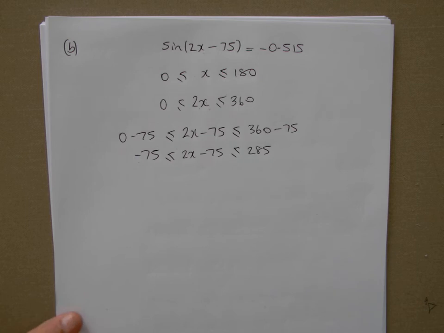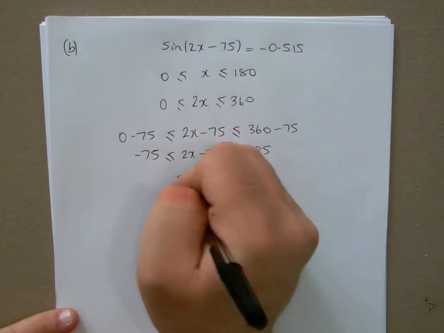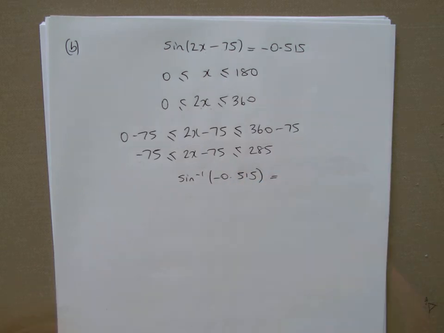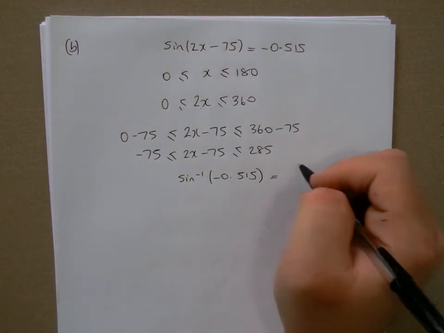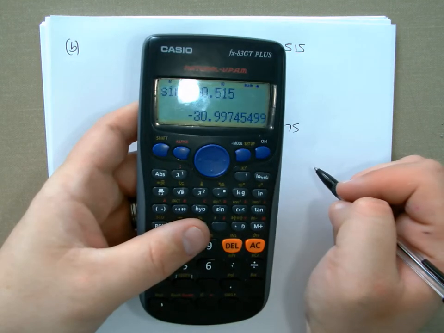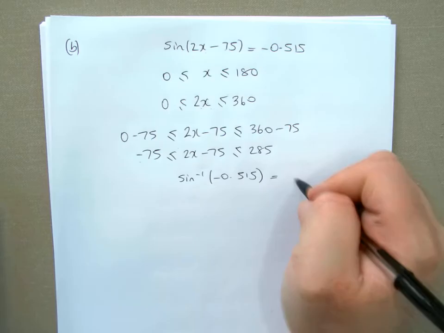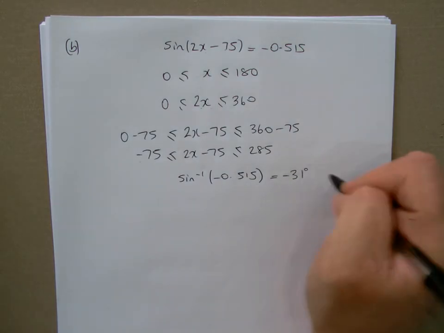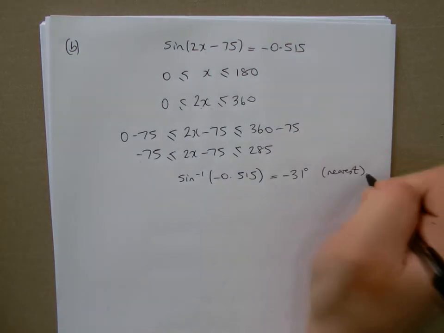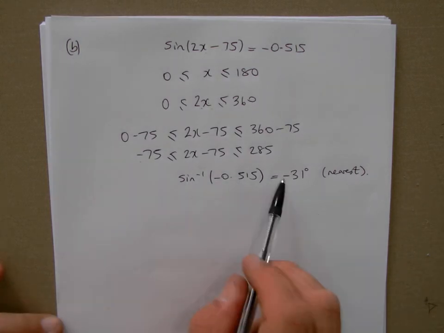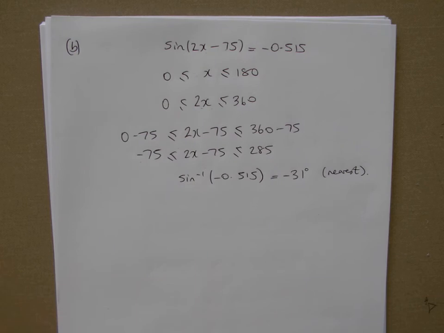Okay? So let's work out what that angle is. Sine to the minus 1 of minus 0.515. Okay, so my calculator comes out to be, well, you can see when you see the display here, basically minus 31 when you round it. So we can put that down there, minus 31 degrees to the nearest whole. Okay, so then what we can do with this is draw our sine graph.